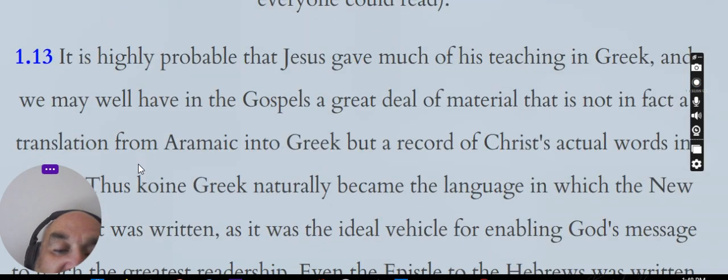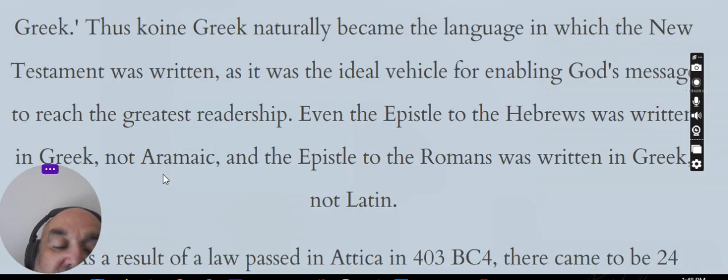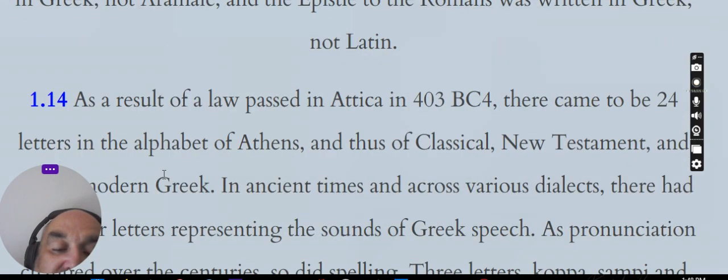So 1.13 talks about Jesus giving his instructions and teaching in Greek, but it may be a translation from Aramaic. So at times it's worth looking at the Hebrew or the Aramaic behind the Greek, what we call a Vorlage, or the text that something is translated from. But it was the lingua franca, the language of communication.